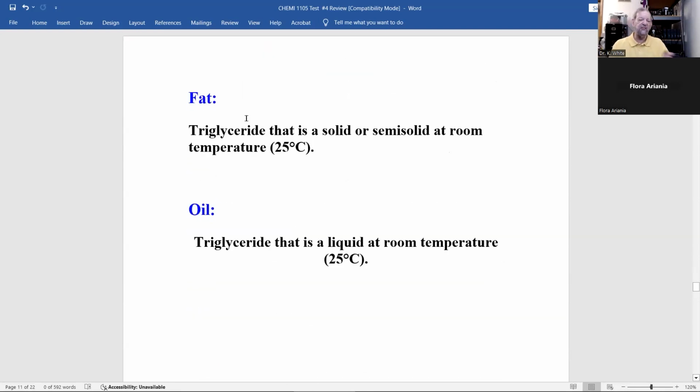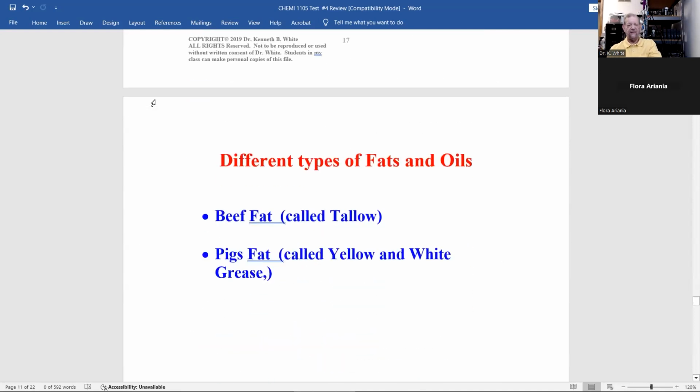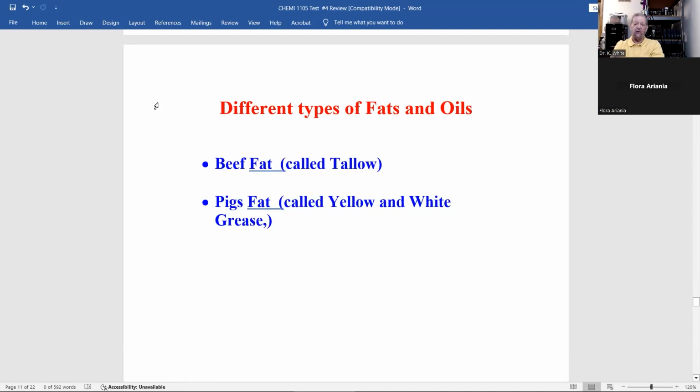All right, now areas I've worked in the chemical industry, fats and oils, and you should know a fat is a triglyceride that's a solid or semi-solid at room temperature. An oil is a triglyceride that's a liquid at room temperature, like olive oil. Now, there are different types of fats and oils, and I worked with these. I worked at a company where we purchased every week about 2 to 3 million pounds of tallow, which is beef fat, or yellow or white grease, which is pig's fat, and you should know that.